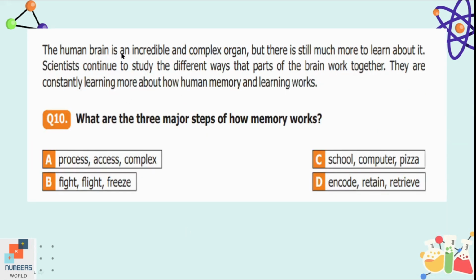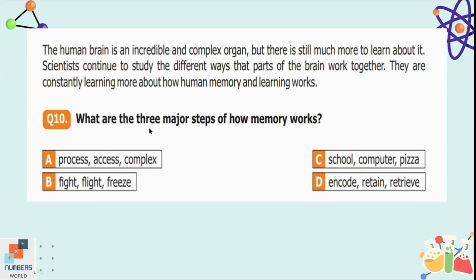The human brain is an incredible and complex organ, but there is still much more to learn about it. Scientists continue to study the different ways that parts of the brain work together. They are constantly learning more about how human memory and learning works.